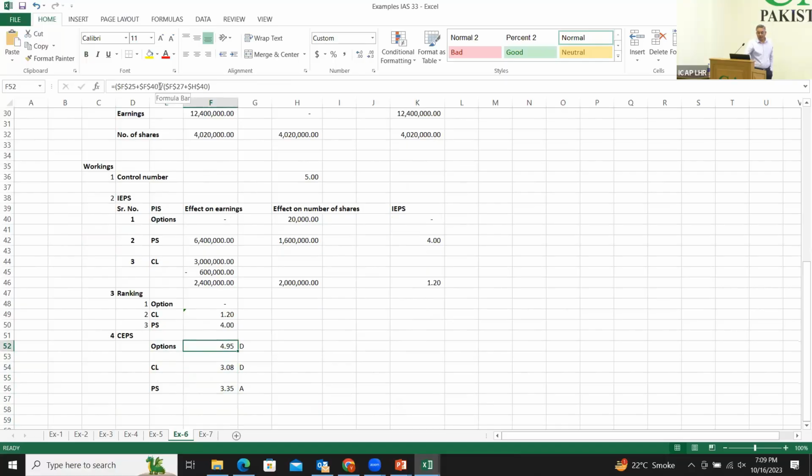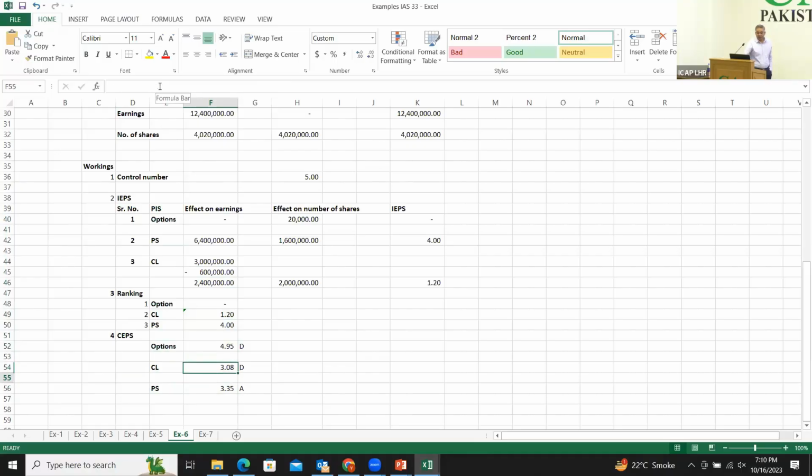We only added this 0 in our earnings and this number of shares in our total number of shares, and the result is 4.95, and our control number was 5. It means our option is dilutive. Then we added the convertible loan with this cumulative. The dilutive EPS is 3.08, and then after adding preference shares, it has started rising. It means preference shares are anti-dilutive.